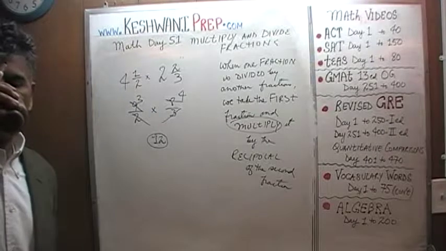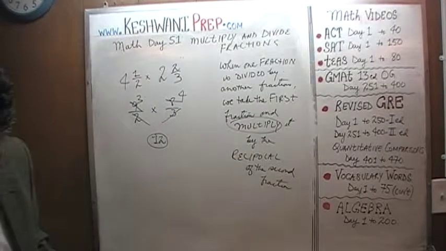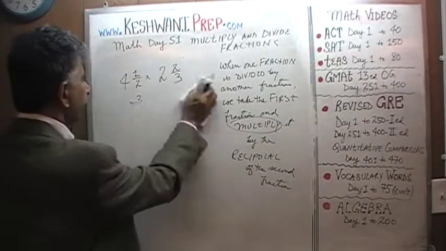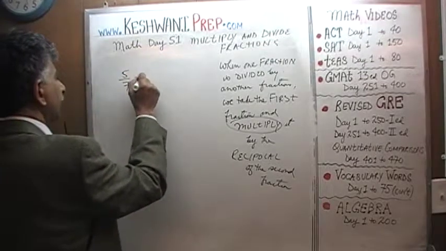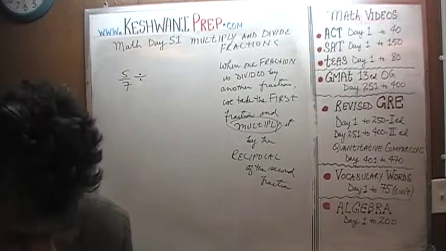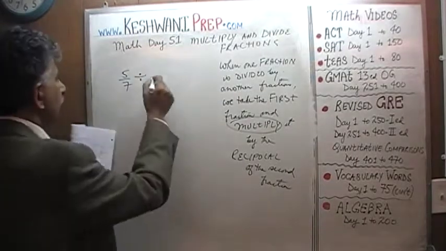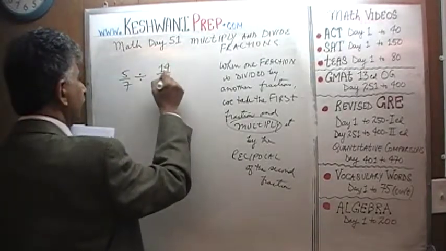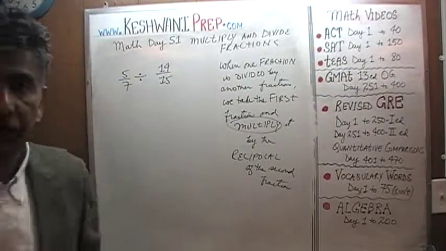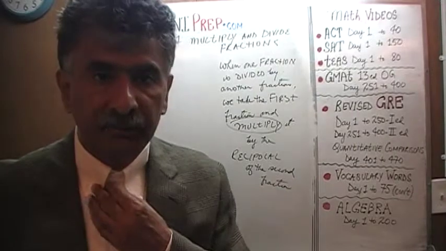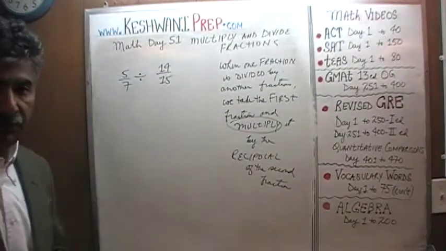Let's do the next one. 5 7ths divided by 14 15ths. There's nothing here to do. They are not written in mixed fraction. They are just written as a regular fraction here. So we can simply do our thing here.